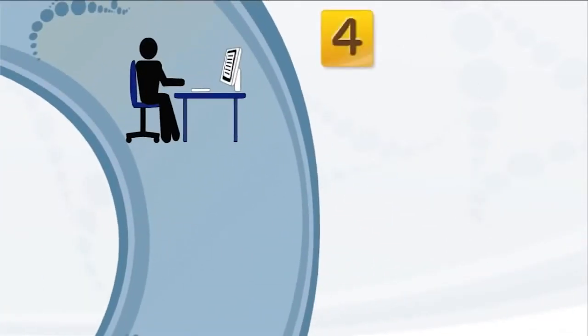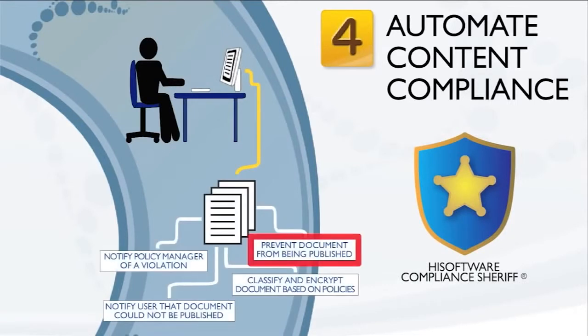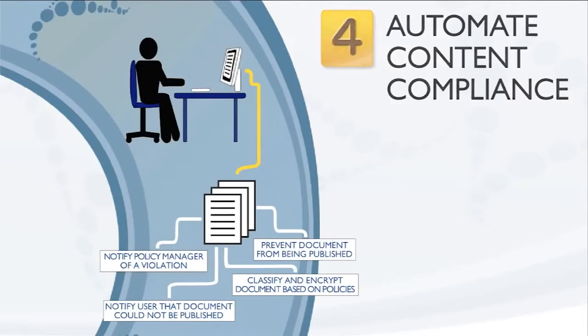In addition to scanning content at rest for violations, Compliance Sheriff will review content as it is created to automatically mitigate risk by flagging violations and classifying content based on the predefined policy rules. It will also notify the appropriate stakeholders, including content creators, policy managers, and other departmental managers if a violation occurs.